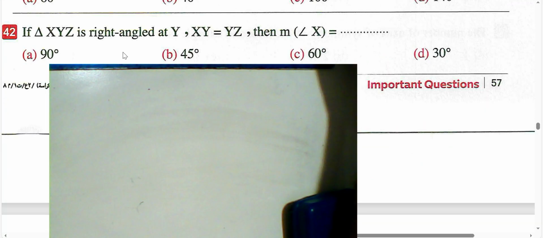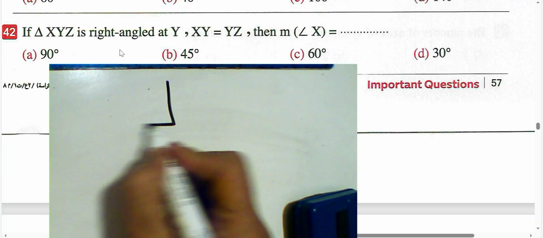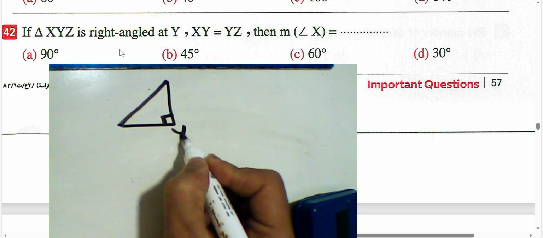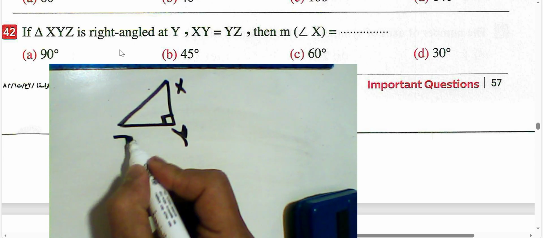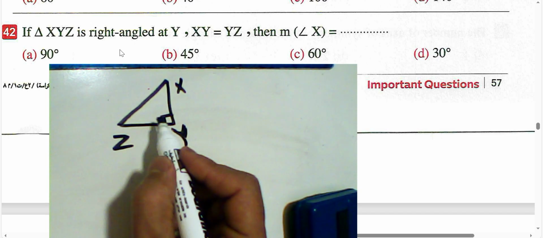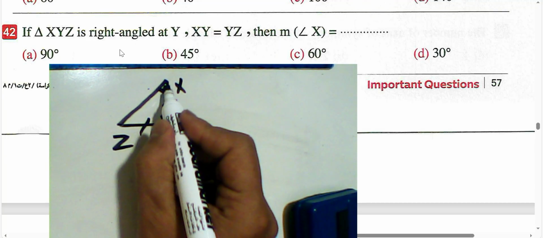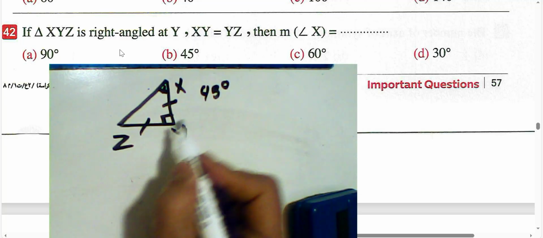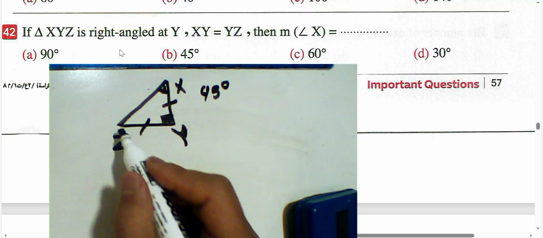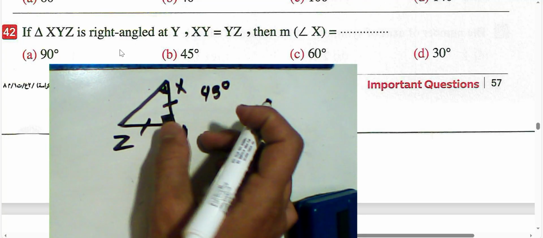Question number 42. XYZ is a right triangle at Y, and XY equals YZ. What is the measure of angle X? X would be 45 degrees. In a right triangle, the two base angles are equal. 180 subtract 90, divided by 2, it will be 45.